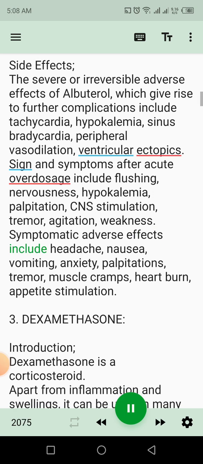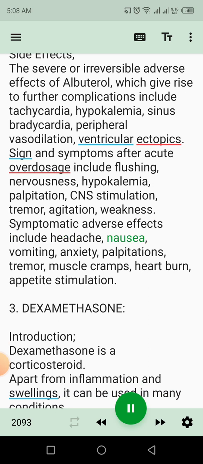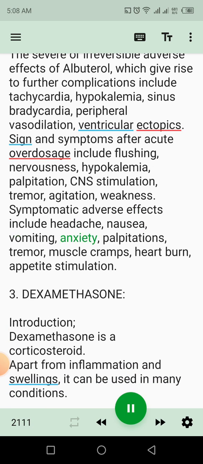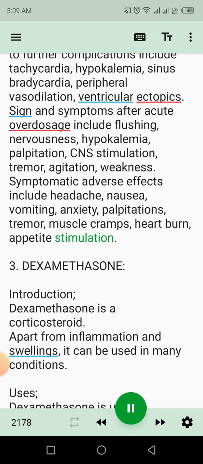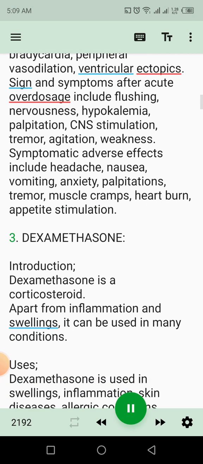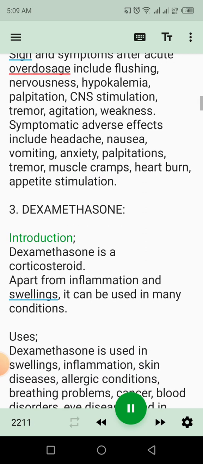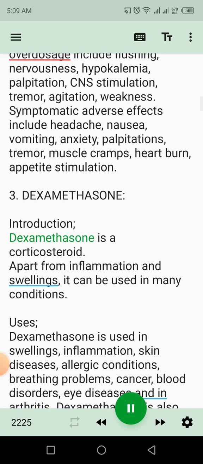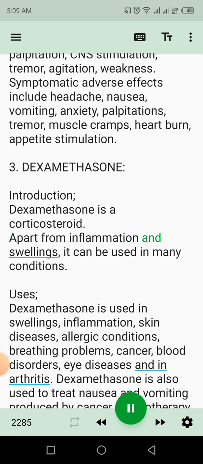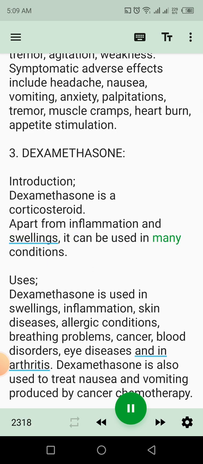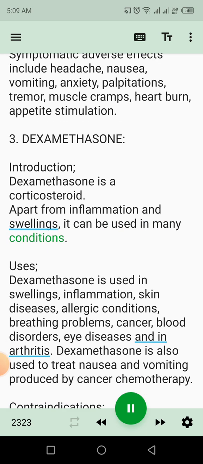Symptomatic adverse effects include headache, nausea, vomiting, anxiety, palpitations, tremor, muscle cramps, heartburn, appetite stimulation. 3. Dexamethasone. Introduction. Dexamethasone is a corticosteroid. Apart from inflammation and swellings, it can be used in many conditions.